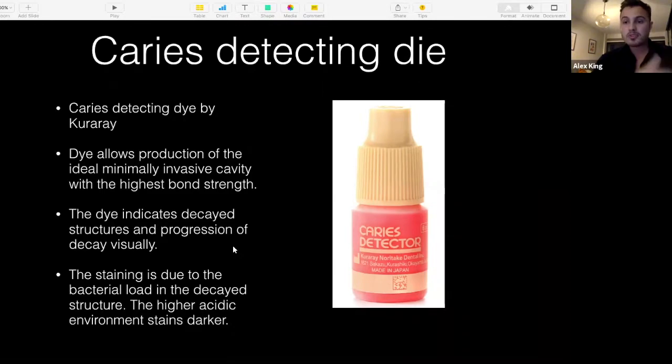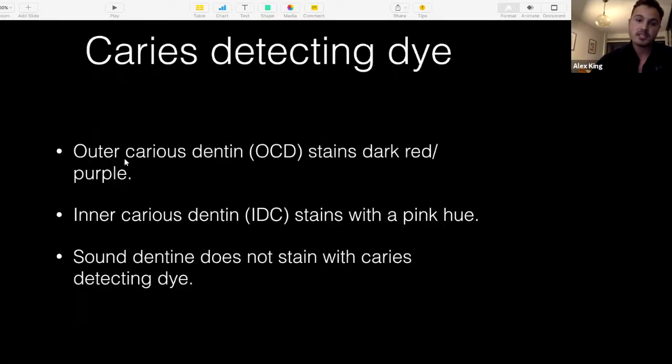So the deeper dentine, the affected carious dentine, has a lower bacterial load compared to outer infected dentine. So outer infected dentine, due to its higher bacterial load, will stain a darker color, whereas the affected dentine in the actual inner dentine, which has a lower bacterial load, will stain a lighter color. And that's what we'll go into. So like I just said, outer carious dentine. When you drill into a tooth and that stuff just literally melts away with your rose head, with caries detecting dye, this will stain dark red or purple.